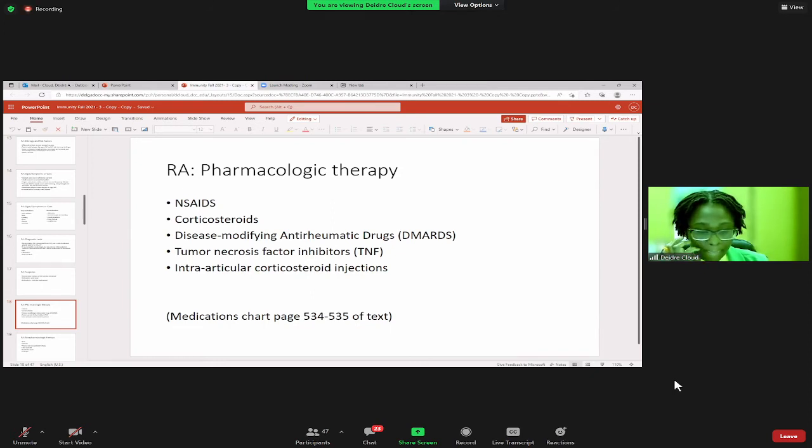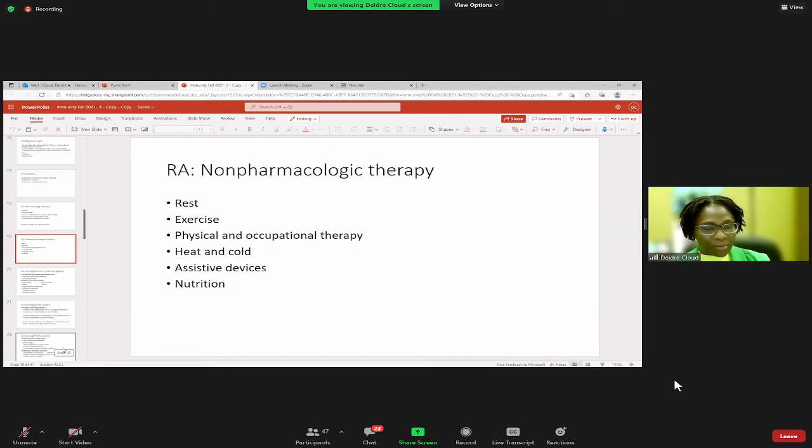And for NSAIDs, we're making sure we tell them to take it with food. If they're on DMARDs, if they're on corticosteroids, watch being in crowds, making sure we're using good aseptic technique when we're caring for these patients, doing our hand washing, because we don't want to cause any harm. NSAIDs, corticosteroids, DMARDs. All right. Any questions? There's a nice medication chart on 534 to 535. Now we can get to our nonpharmacological treatments.